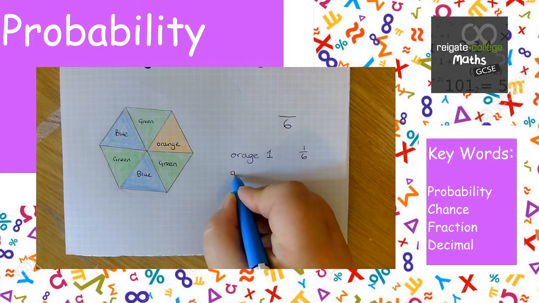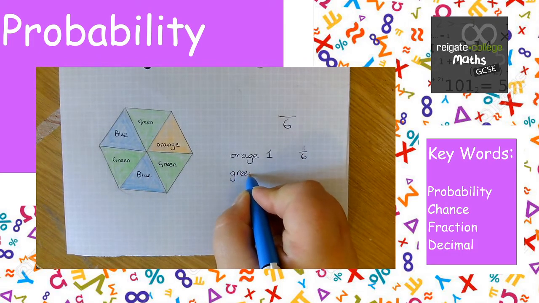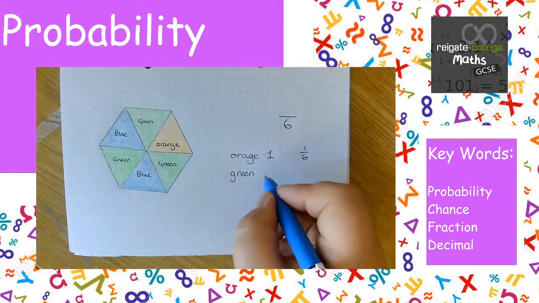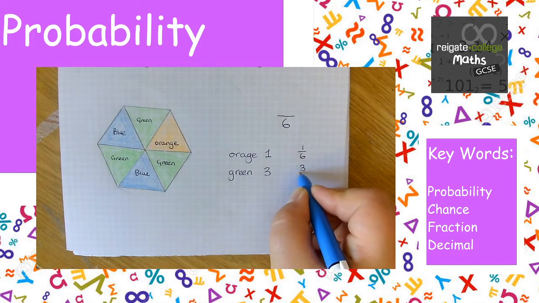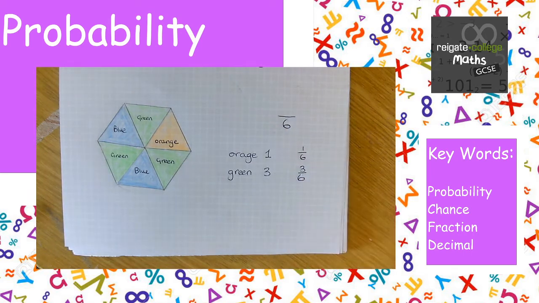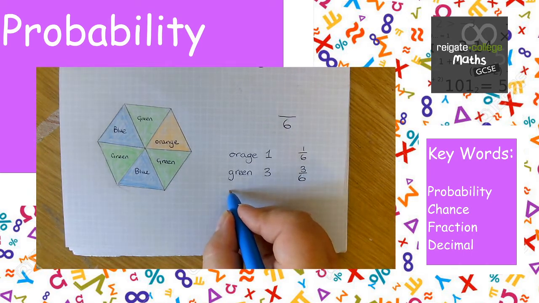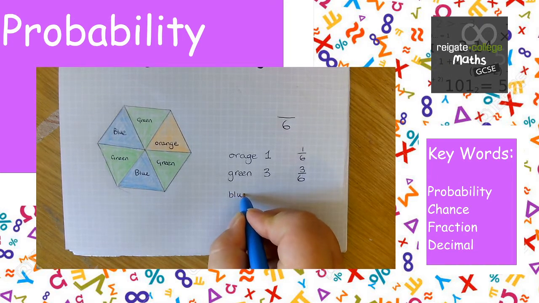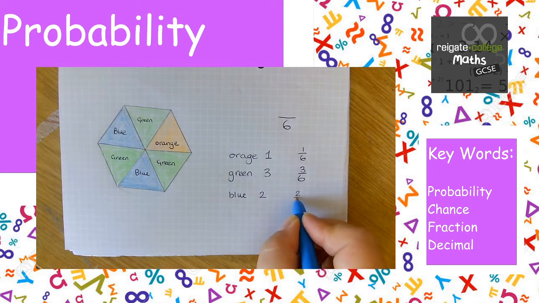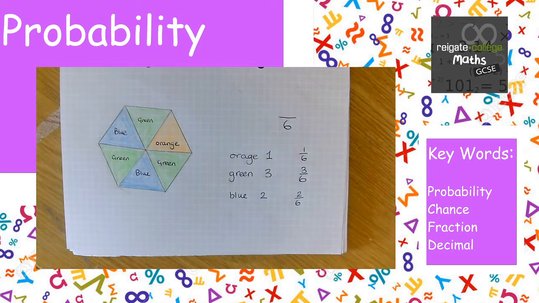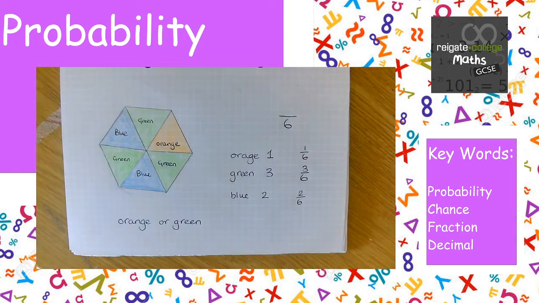With green, I have 1, 2, 3 green segments, so my probability of a green is 3 chances out of 6. That leaves me with blue. I have 2 blues, so my probability of blue coming up when I spin my spinner is 2 out of 6.